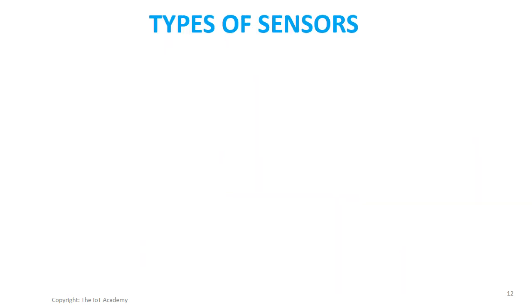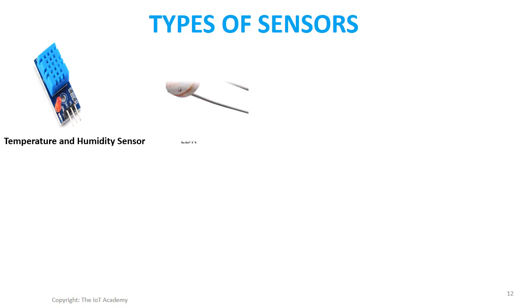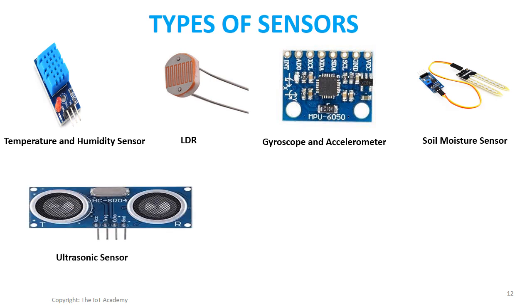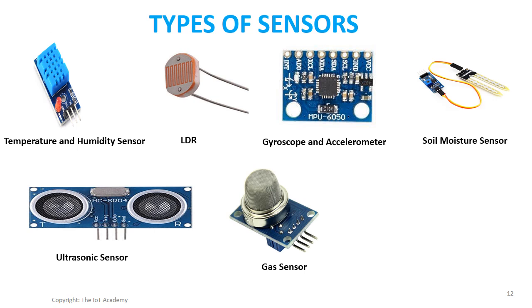There are a lot of sensors available in the market. Temperature and humidity sensor. This is the LDR sensor. There is a gyroscope and accelerometer for sensing motion. This is the sensor for soil moisture, when we want to check the moisture in soil. Then there is an ultrasonic sensor for distance measurement. There is a gas sensor. There is also a PIR sensor for motion detection.